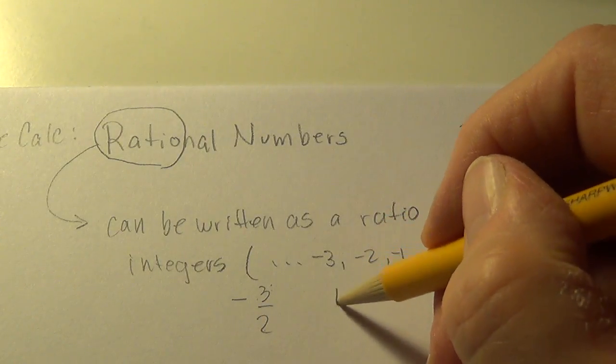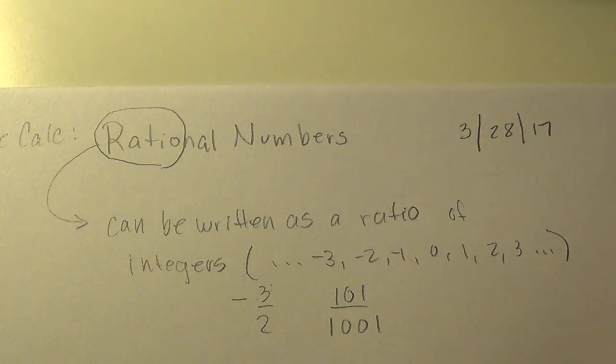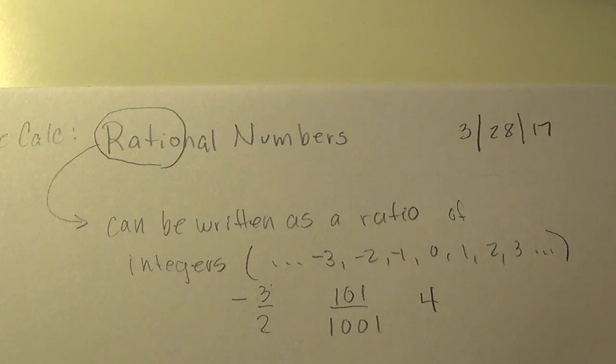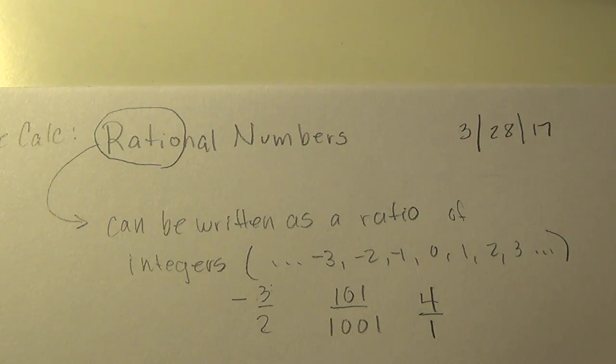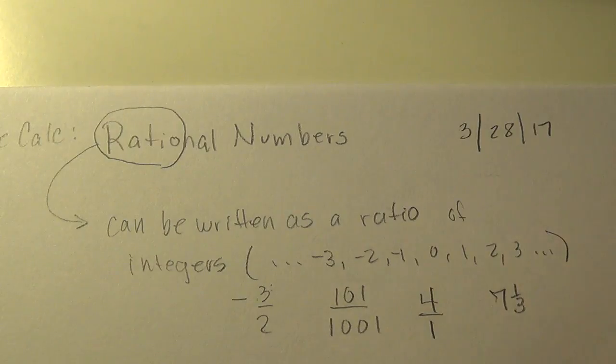I could take 101 over 1001. That is a rational number. What about the number 4? Well, if it can be written as a ratio of integers, then it is a rational number. What about the number 7 1/3? Can that be written as a ratio of integers? 22/3. It can.